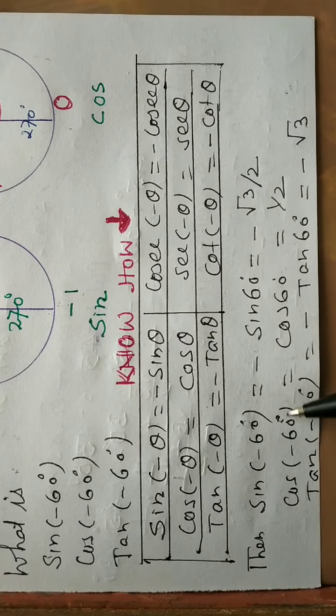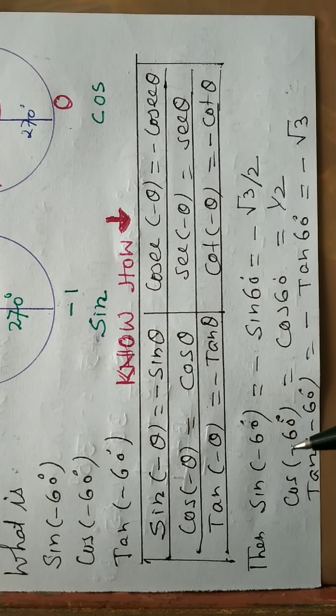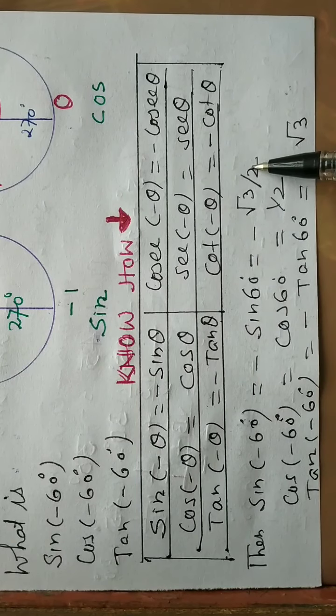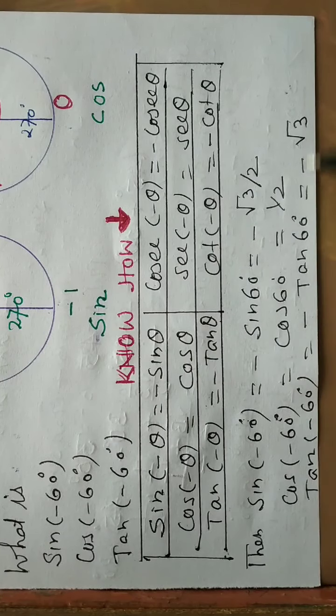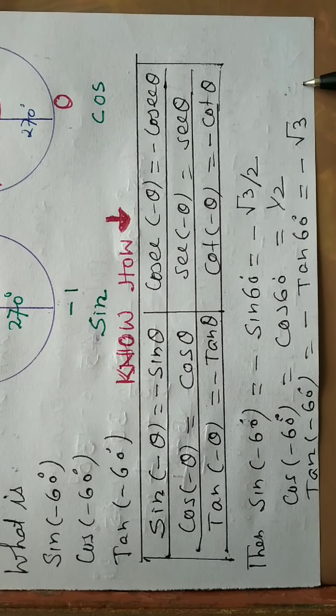Now these are the values you should know. Sin minus 60, minus is coming outside, so minus root 3 by 2. Cos minus 60, minus disappeared in cos, so 1 by 2. Tan minus 60 is minus tan 60, minus root 3.